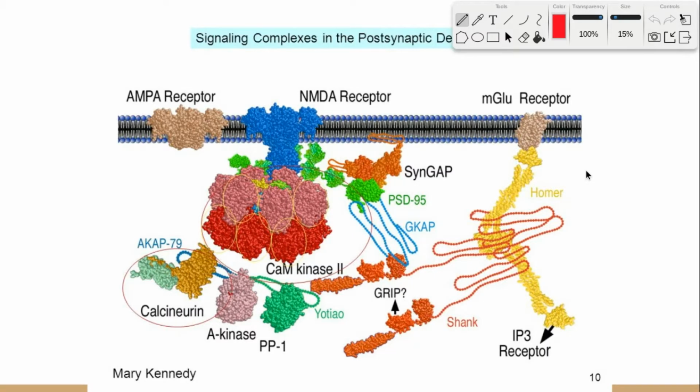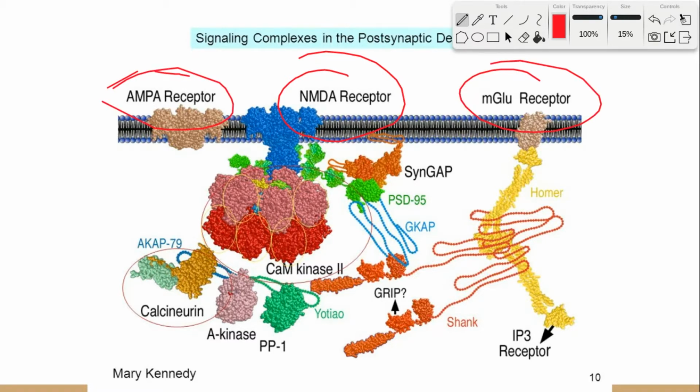So this is a close-up of a typical postsynaptic density from an excitatory synapse. As you can see from the presence of glutamate receptors, we have NMDA receptors, metabotropic glutamate receptors, and AMPA receptors. The postsynaptic density is primarily brought together by this protein complex that I mentioned in the last slide, PSD95, right here in green.